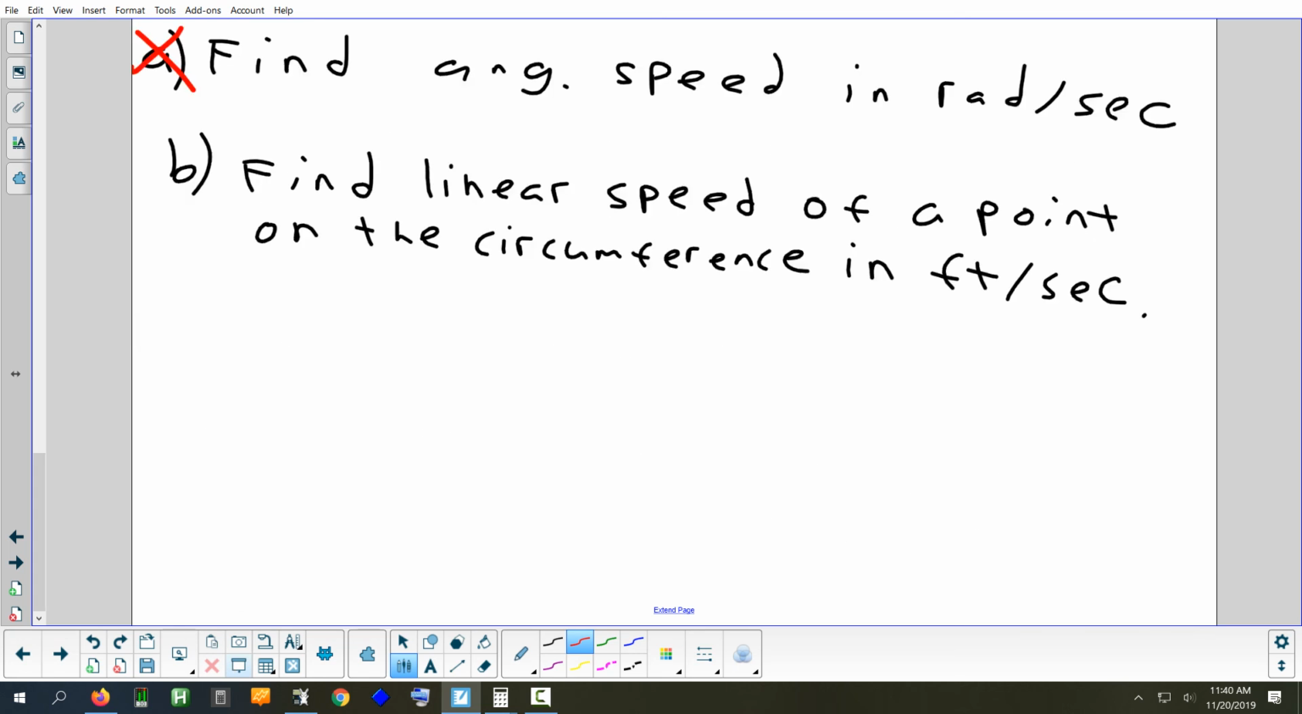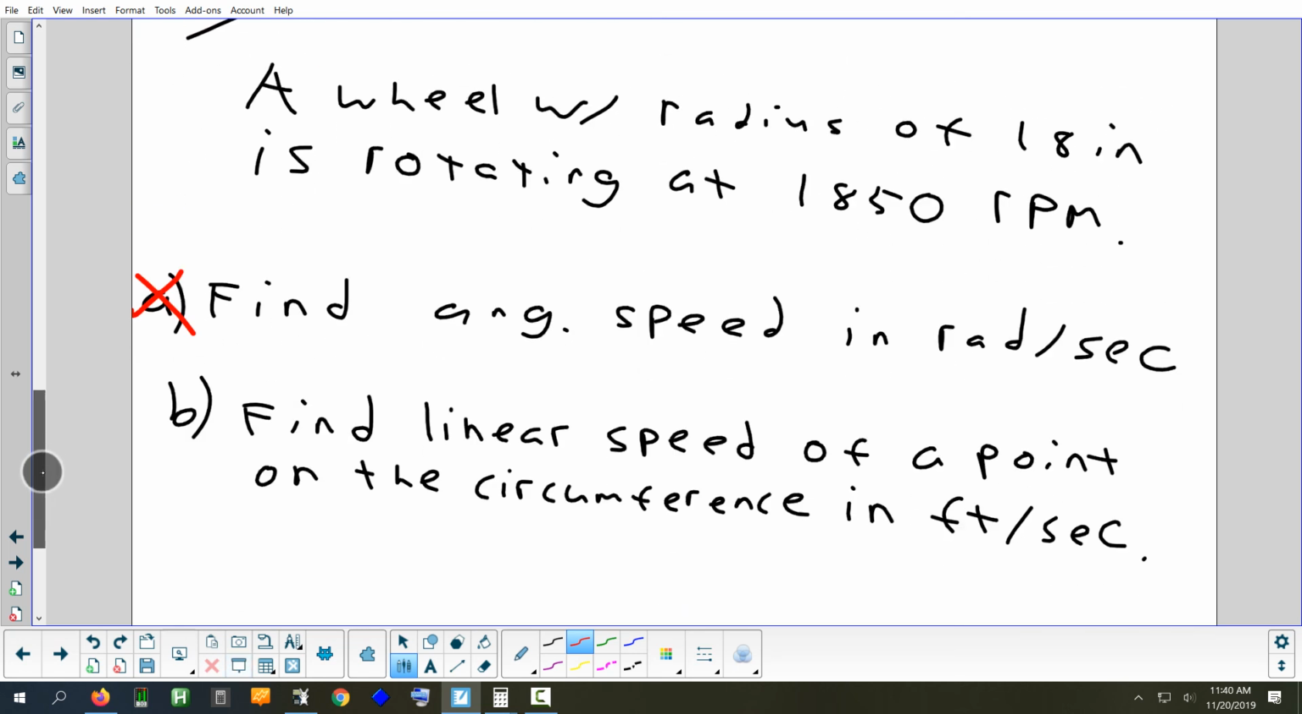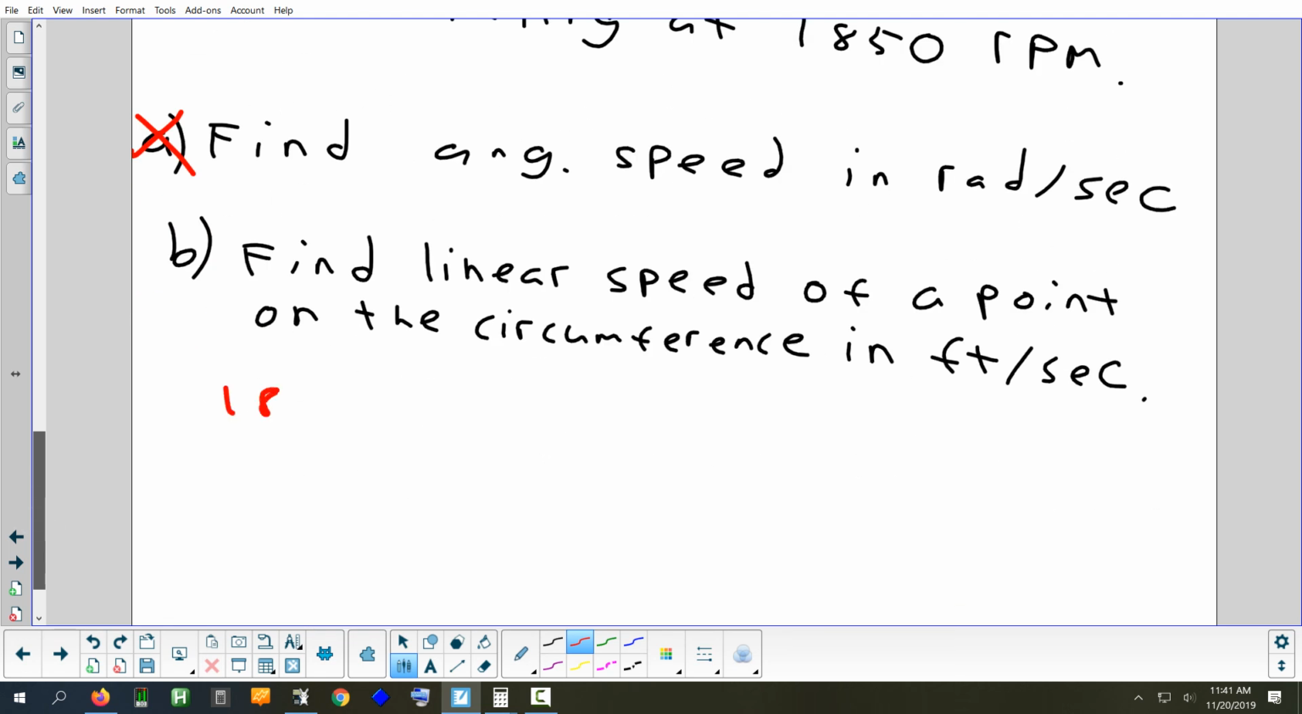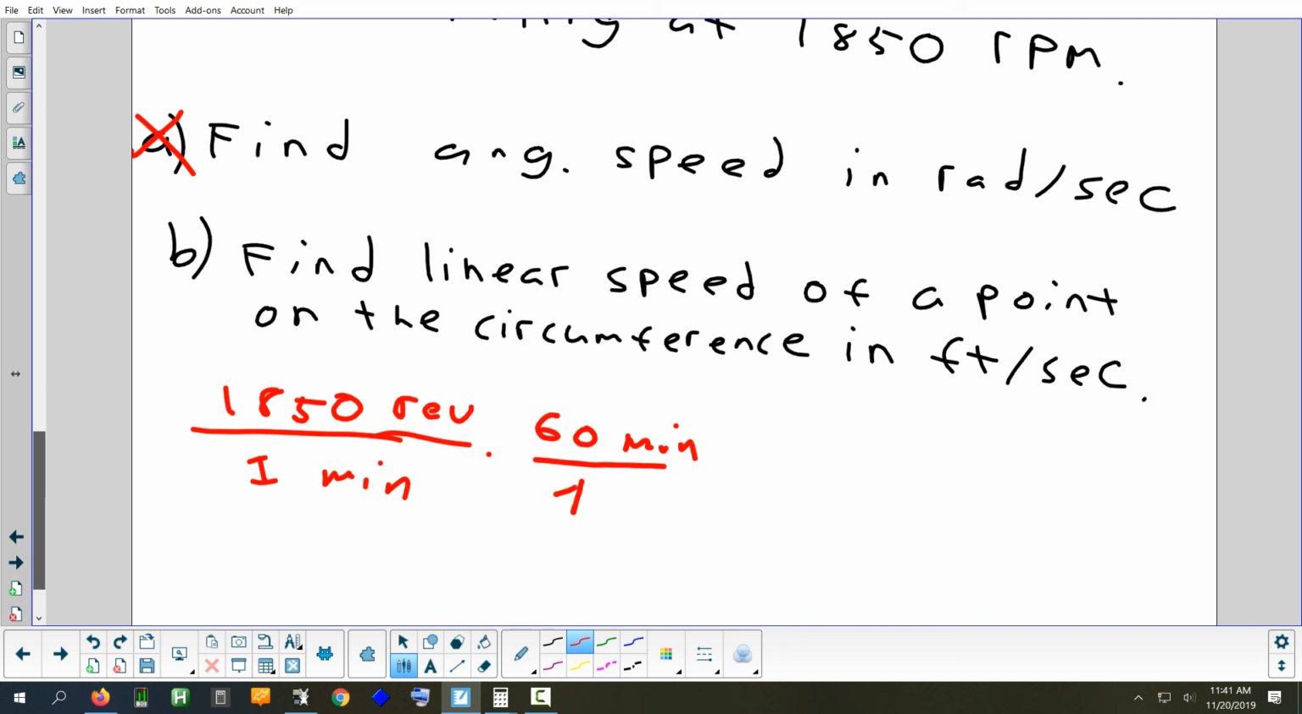So let's start with that speed. Anytime you want to convert from an angular speed to a linear speed, revolutions is the bridge to do it. You don't want to be in radians per second or degrees per second. You want to be in revolutions. 1,850 revs per minute. Let's get it to seconds first. That's the easy one. How do I get minutes to seconds? Multiply by 60.